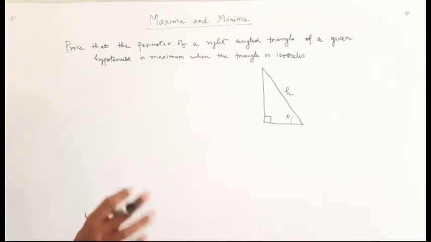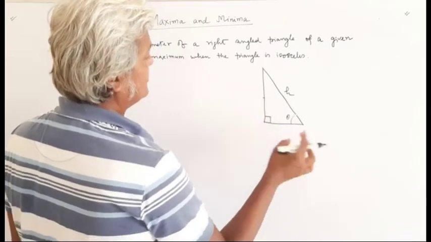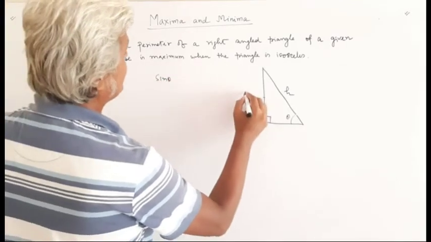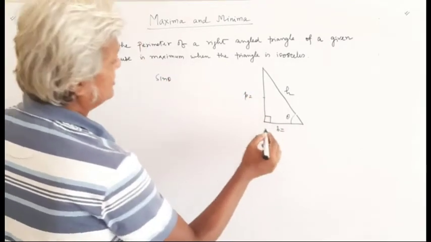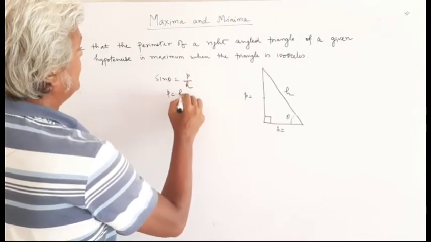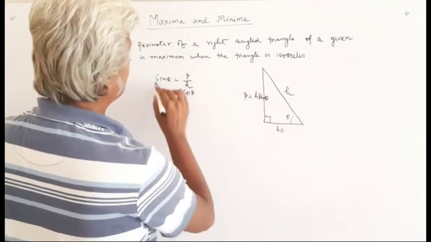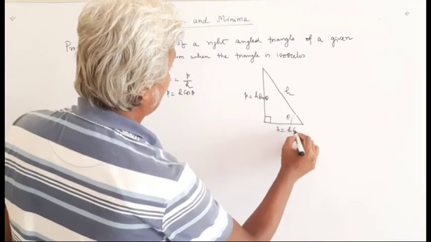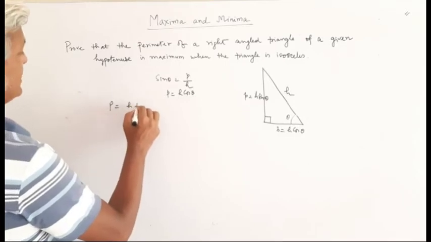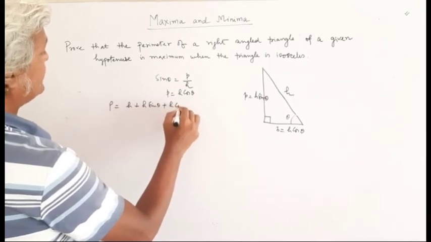So now if I assume this is theta, can I find this side in terms of theta? Answer is yes. So how? I can call this the perpendicular and this my base. So sine theta is perpendicular upon hypotenuse, that is, perpendicular is H sine theta. So what is P? H sine theta. If you use the cosine rule, you will find B is H cos theta. So the perimeter P equals H plus H sine theta plus H cos theta.